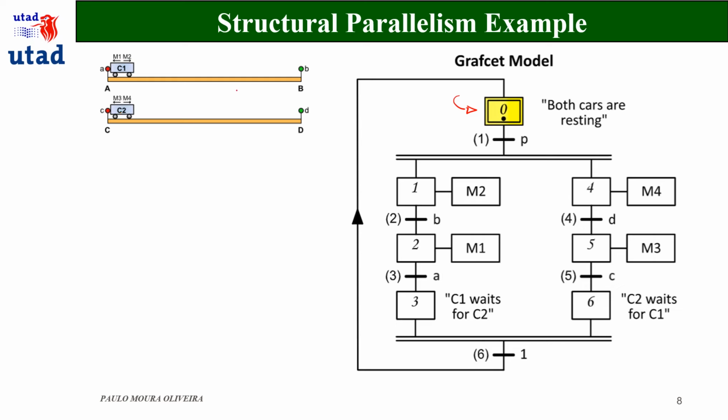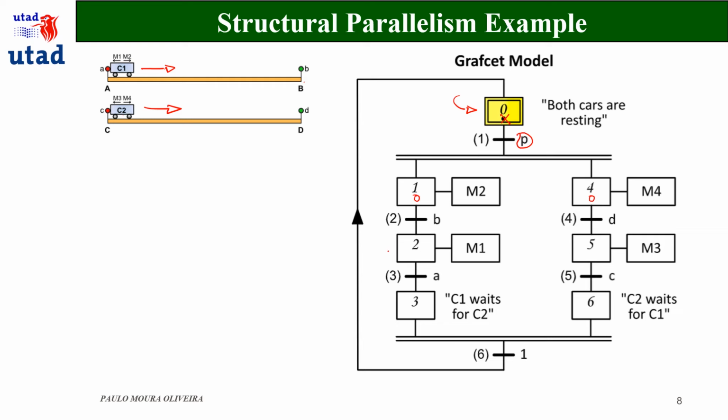C2. So when the button P is pressed, this transition, which is enabled, is going to be cleared, and this mark leaves this position, and we get the simultaneous activation of step 1 and 4. So this is going to start the movement of the cars in this direction. C1 is going to move towards B, C2 towards D.